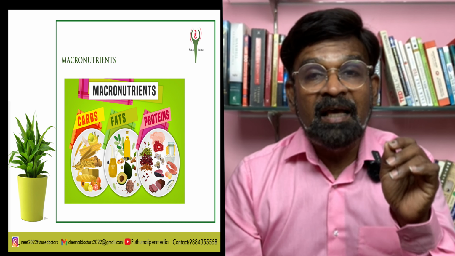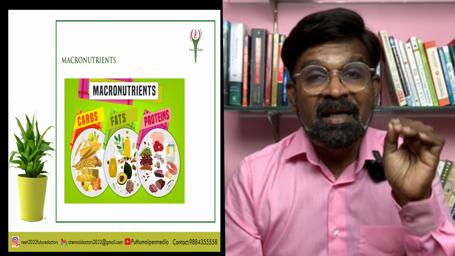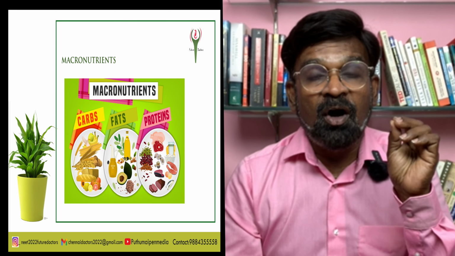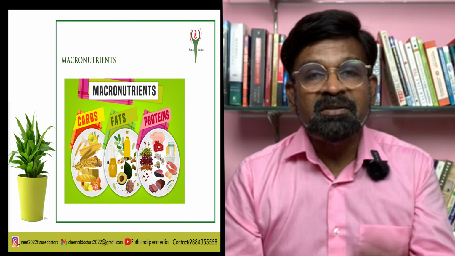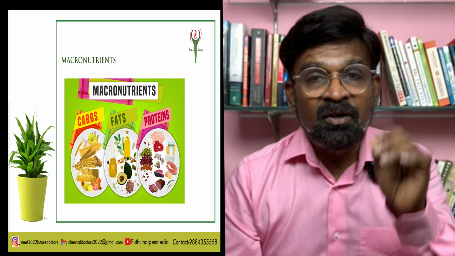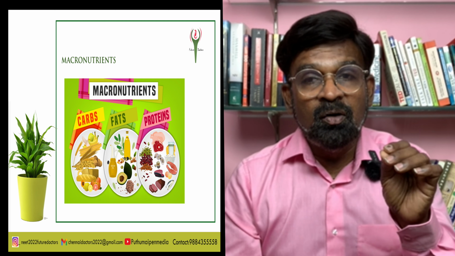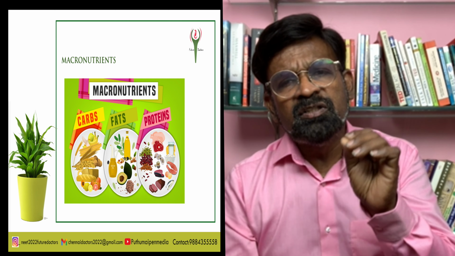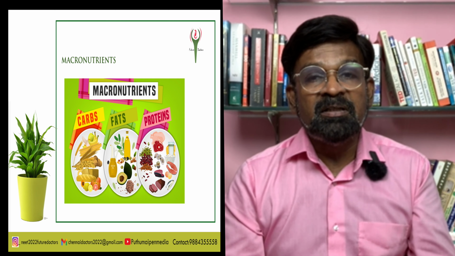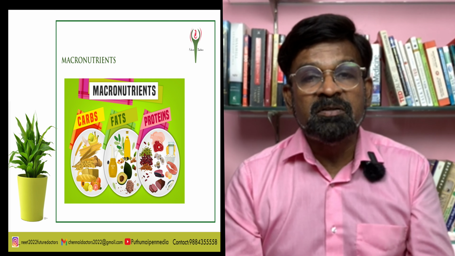Next is the xanthophylls. This is yellow in color. These pigments are oxidized carotenoids. The fourth one is the carotenoids. This is yellow to yellow-orange in color. These are also known as antenna pigments.